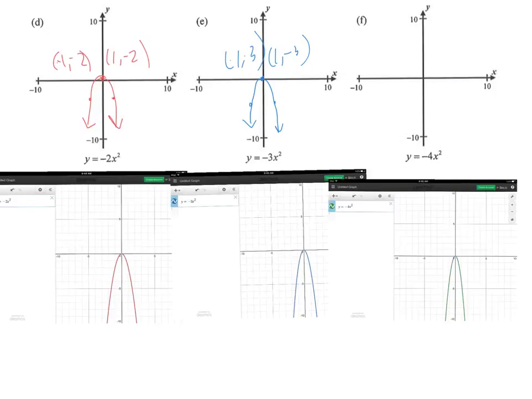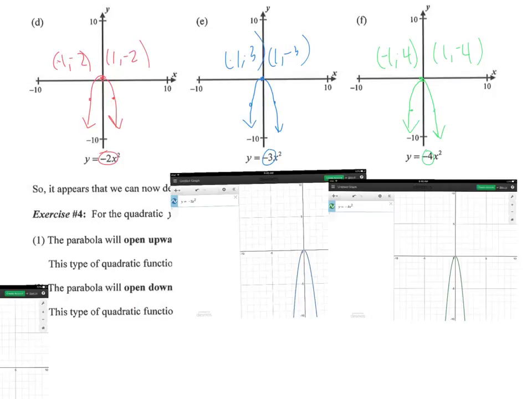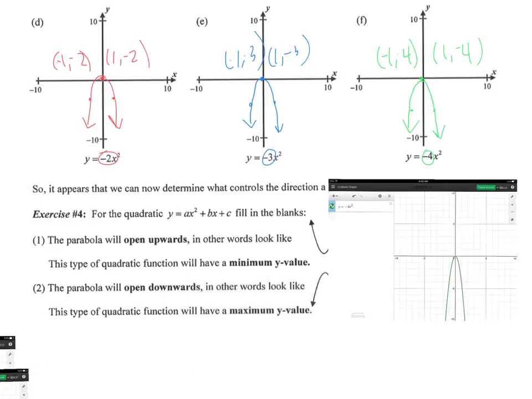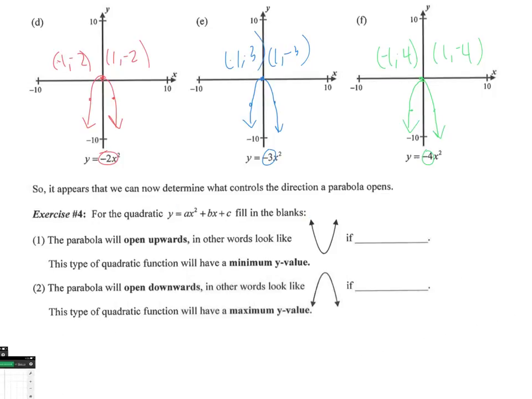And our last one, again, the y-intercept is 0, 0, and it's going to go through 1, negative 4, and negative 1, negative 4. So you may have noticed that the first point that it goes through has to do with whatever is the a for the graph itself. So I'm going to move all of these off the screen and look at the first question.